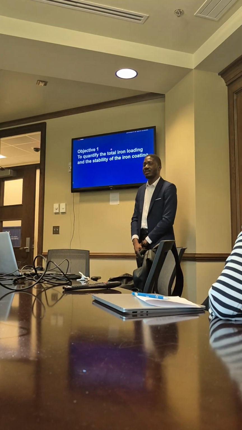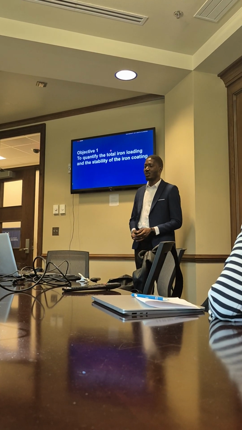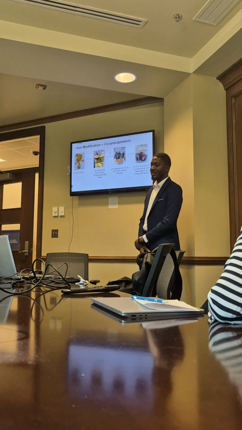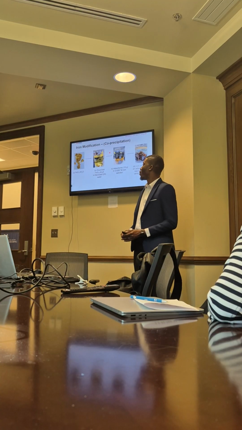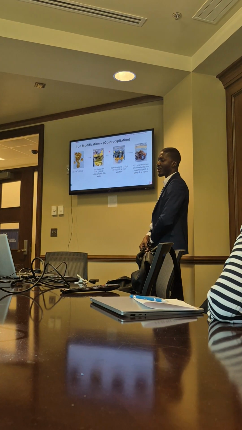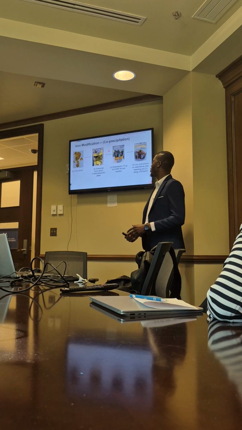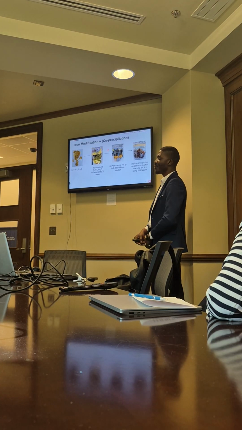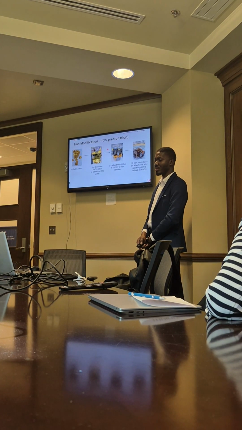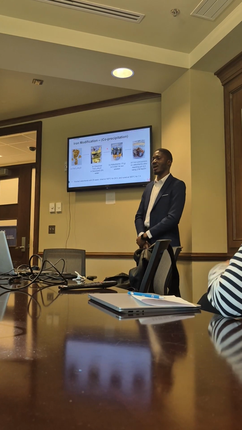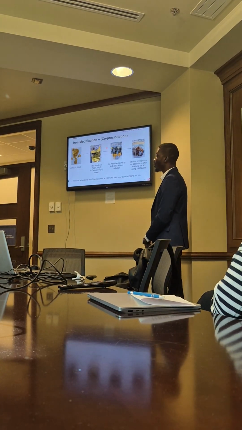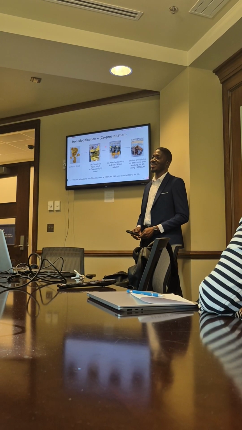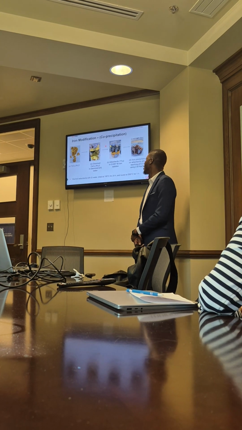So for our first objective, we wanted to quantify the total iron loading and the stability of the iron coating. So how did we go about this? We did the co-precipitation method, whereby we had our ferric chloride dissolved in deionized water. Once we had that, we put our adsorbents into the iron solution and we increased the pH to 9.5 using a base, that's sodium hydroxide. Once we're done with the iron precipitation method, we washed the adsorbent with deionized water, we dried it in an oven for 24 hours, and then we cured at 300 degrees Celsius for 1 hour.